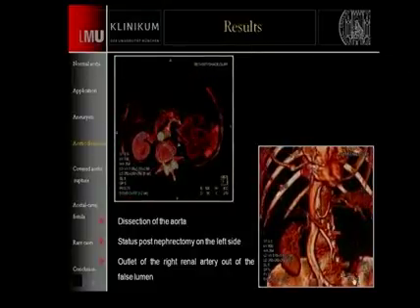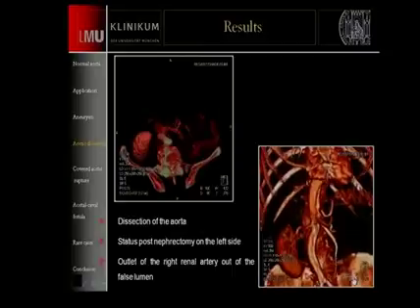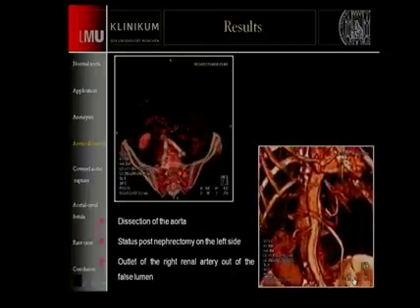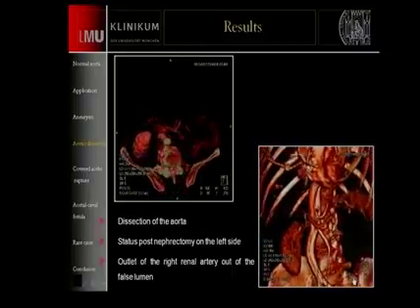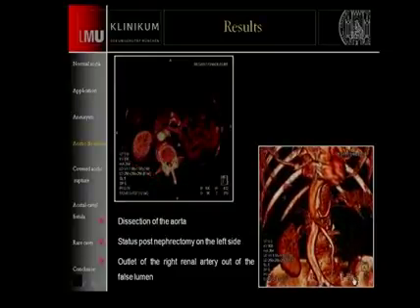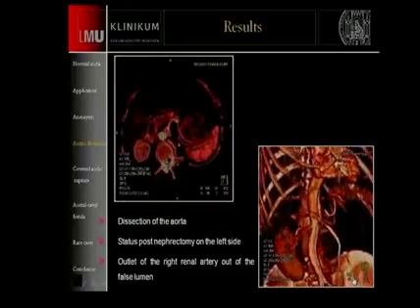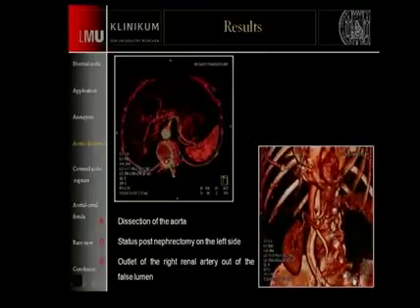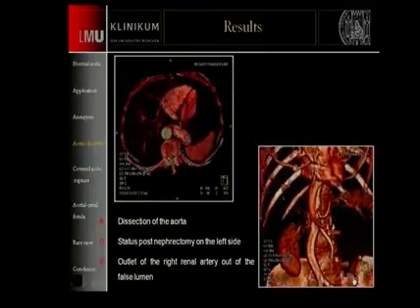Here we see the dissection of the aorta, that's the false lumen, and the right renal artery entered from the false lumen. Therefore, it's very important to look very, very carefully at the right kidney, because he has got only a right kidney, which is entered from the false lumen.